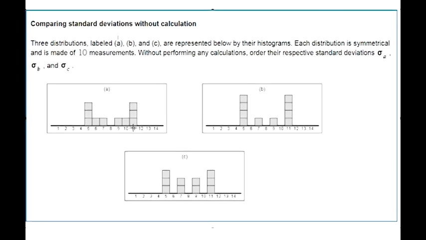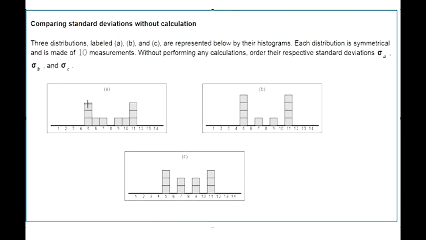Okay? Well, the farther away from the mean that a value lies, the more spread out that distribution is going to be. So actually the one that's least spread out is the one that has more of the data values clustered in towards the middle. So if you compare, let's compare A to C.